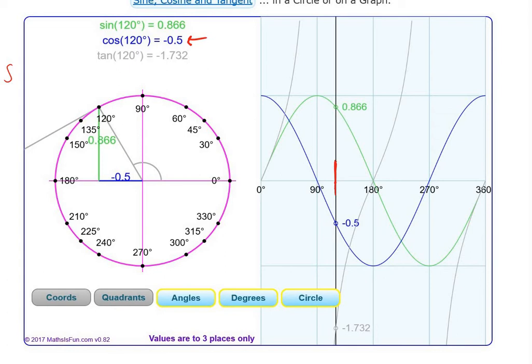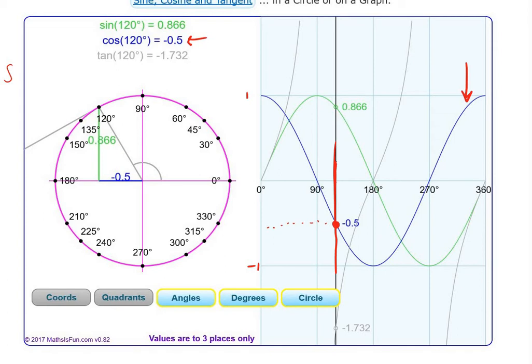Have a look where it crosses the cos line, which is the blue line. See that blue line there, that curve? Have a look where this crosses it. There's 0, there's minus 1, there's 1. So it crosses it at minus 0.5.